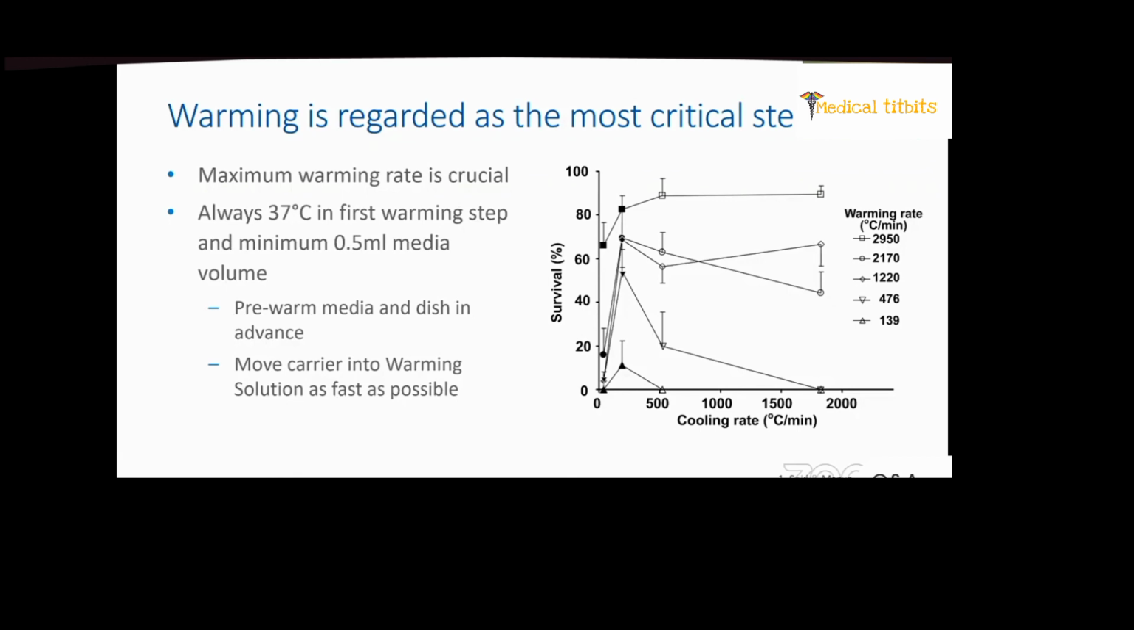There are some tips to maintain appropriate conditions for the warming steps. Always keep the warming media at 37 degrees C and use a minimum volume of 0.5 ml. And of course, it's better to pre-warm the warming media and dish in advance and place the carrier from the liquid nitrogen into the warming solution as fast as possible.